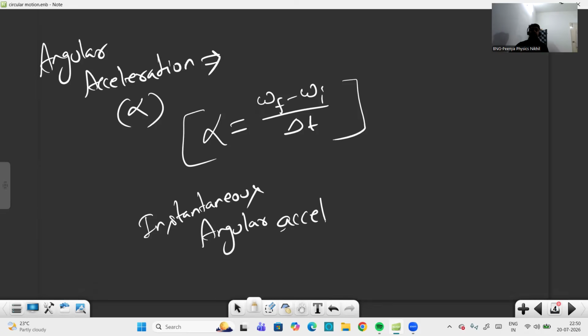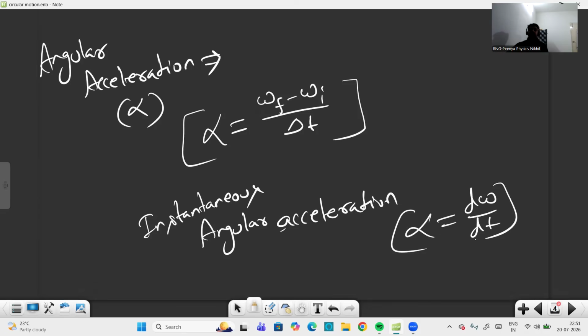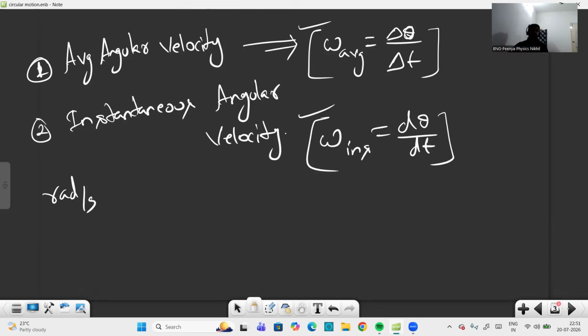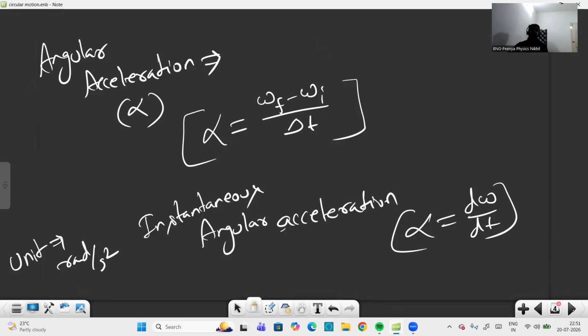Instantaneous angular acceleration alpha is d omega by dt. It can be written as d omega by dt as well as change in angular velocity divided by change in time. The unit is radian per second square. So these are the parameters that we have defined here. Like in linear cases, we have defined the speed, distance, displacement, velocity, acceleration. Here we define all these terms. I think all of you understood this.